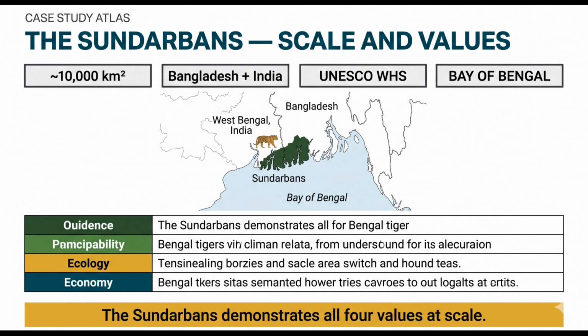For fisheries, an estimated 3 to 4 million people depend on the Sundarbans for their livelihoods, through fishing, crabbing, and the traditional collection of wild honey from bees that nest in the forest.